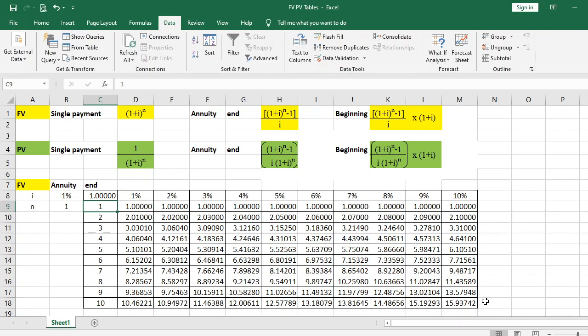It states 15.93742. It states that if 1 rupee is made as an investment at the end of each year at 10% interest, at the end of the 10th year, it will be equal to 15.93742.